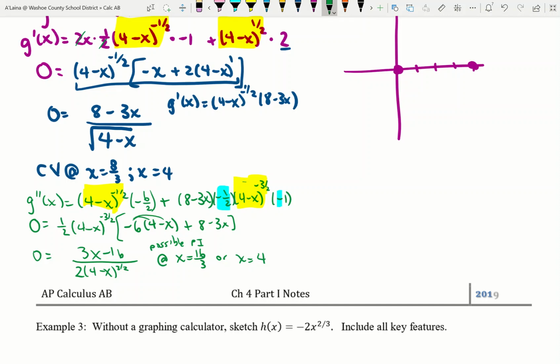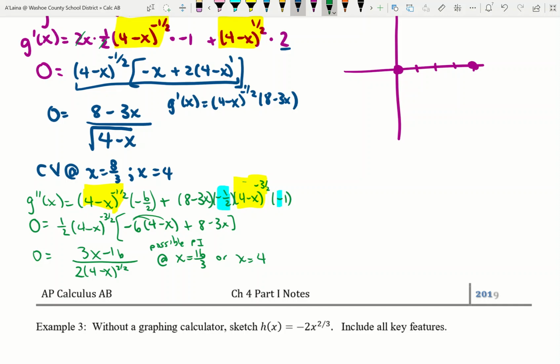Because remember, just like critical values, points of inflection can also occur where that second derivative is equal to 0 or undefined. Either one would give you possible points of inflection. Now, critical values are not necessarily extrema. And possible points of inflection that we find here from the second derivative are not for sure points of inflection. We've got to look for sign changes.